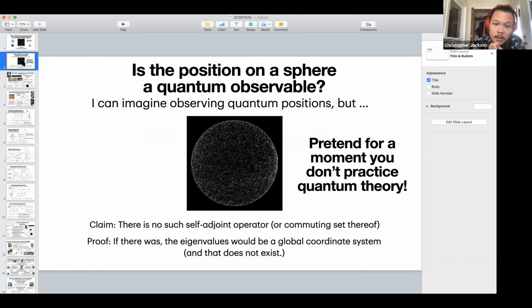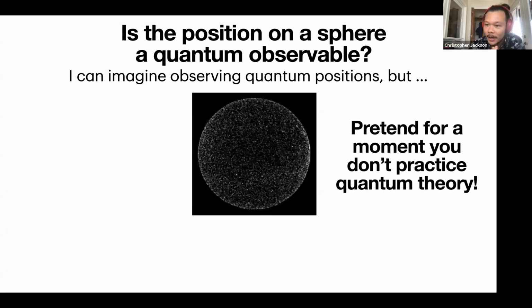Okay, so I thought a great way to start off the talk would be by asking the following question: is the position on a sphere a quantum observable? I think this is a simple question, and I think you guys will think it's simple too, but you have to pretend for a moment that you don't practice quantum theory. If you pretend for a moment, I think the words position and sphere still mean something to you. But what I mean by quantum observable here is I'm imagining just white dots appearing 1, 2, 3, 4, 5, 6 in the shape of a sphere. So this is what I mean by position on a sphere being a quantum observable. So I think, yes, the position on a sphere is a quantum observable.